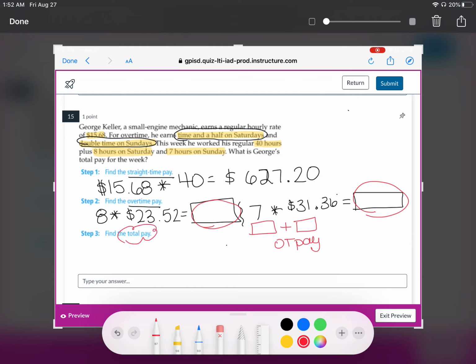So once again, how do we find the total pay? Don't forget to add your straight time pay to that. Add all three of those boxes together. You have 2 days of overtime, so make sure you add those together. And you have this straight time pay. So add all three of those together, and that will give you your total pay.